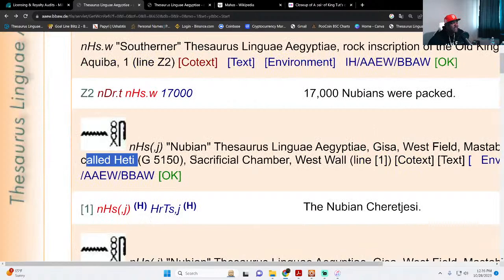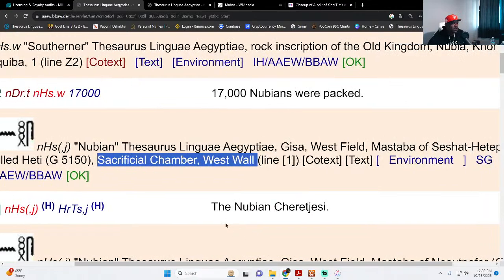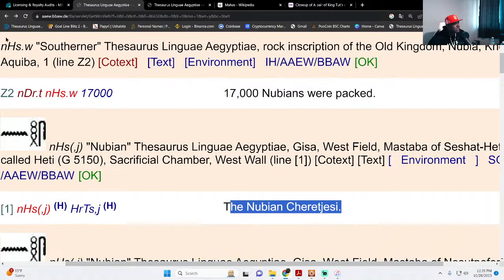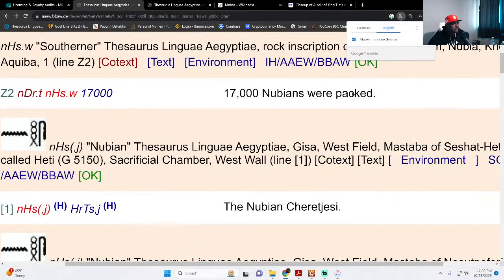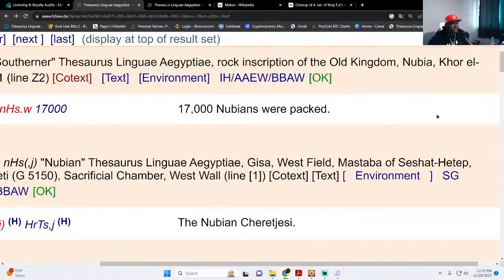But here we go to Giza, to the West Field, in a mastaba of Shashahotep, called Heti. In the sacrificial chamber on the west wall, we read the Nubian Chered Jesse. That's what it's going to be. And so if you go look into this, he's listed amongst a list of bosses. When we go into this text right here, well, they won't let me now because it's translating.